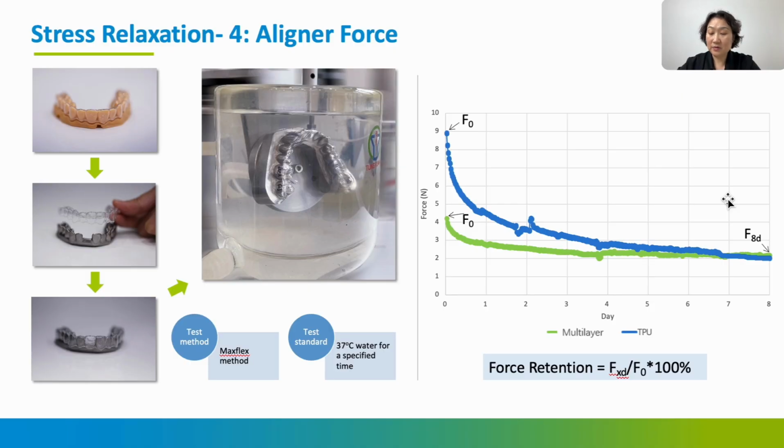The last example is an in-house method used in our company. The aligner is assembled on a metal dental mold. The central incisor of the mold is removed so that the testing tip can apply a force on that position and result in a deformation of the aligner. The testing is done in water at 37 degrees C and lasts for several days. This curve shows that the multi-layer aligner, the green line, provides a lower but much more stable force than the single-layer TPU aligner.